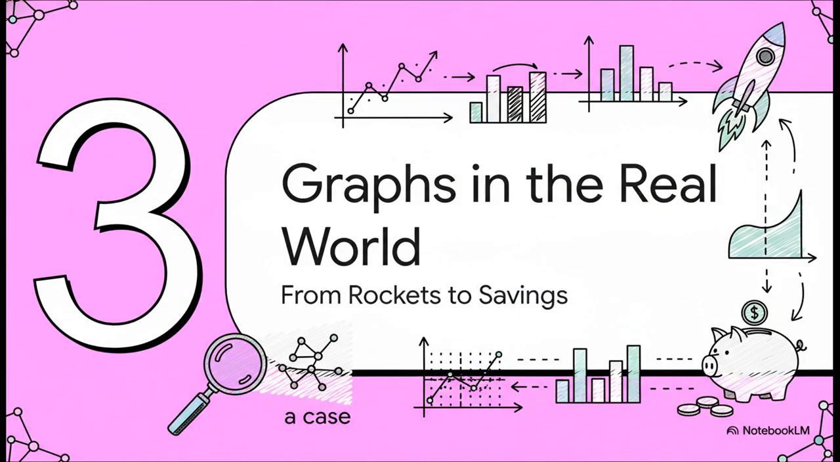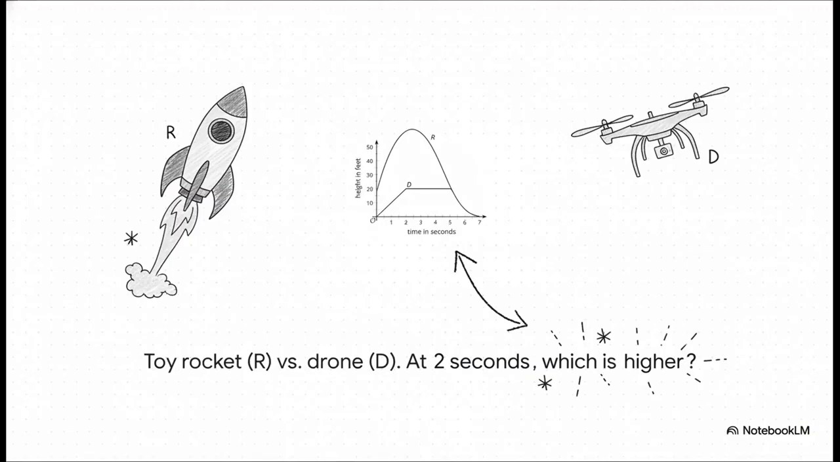But look, this isn't just about TV shows, obviously. This skill, being able to read the story in a graph, applies to pretty much everything. So let's level up and take a look at a couple of real-world examples. Okay, check this out. We've got a toy rocket, that's R, and a drone, that's D. The graph shows their flight paths over time. So my question for you is simple. At exactly the 2-second mark, which one is higher in the air?